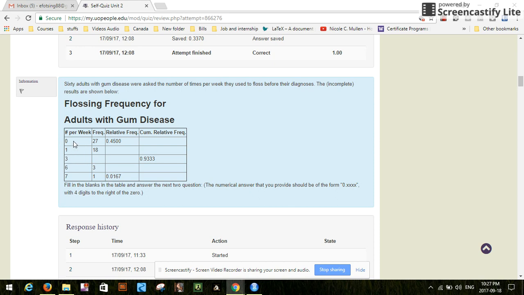So if they floss 0 times per week before the diagnosis, there are about 27 out of the 60 adults, which is approximately 45% or 0.45. And so on. We don't have these values. Then we have the cumulative for 3. What this is saying is that if you sum the relative frequency of all of 0, 1, and 3, we end up having this. So that's pretty much what we have.